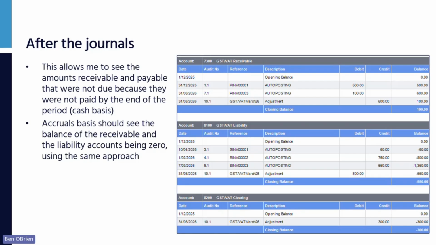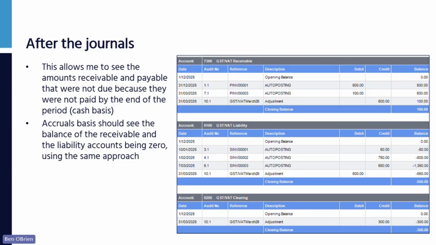So this is just illustrating from the cash basis where I've got a couple of invoices from both the sales and purchase perspective that haven't been paid yet. Therefore, I've still got those closing balances in my receivable and liability accounts as at the 31st of March. So I've only transferred the amounts that had been treated from a cash accounting perspective to my clearing account as at the 31st of March.